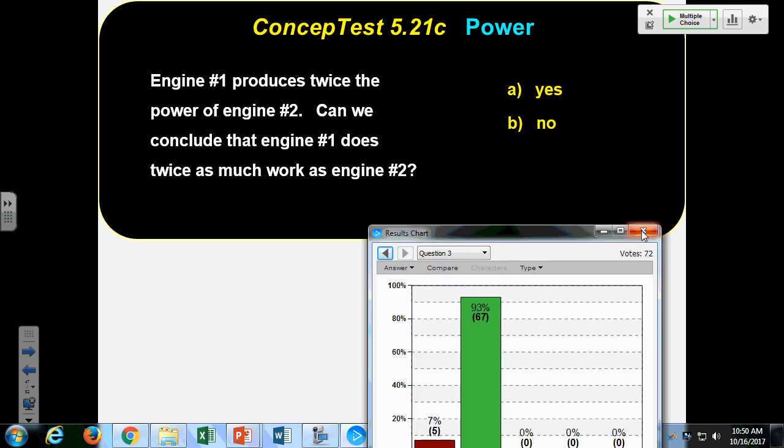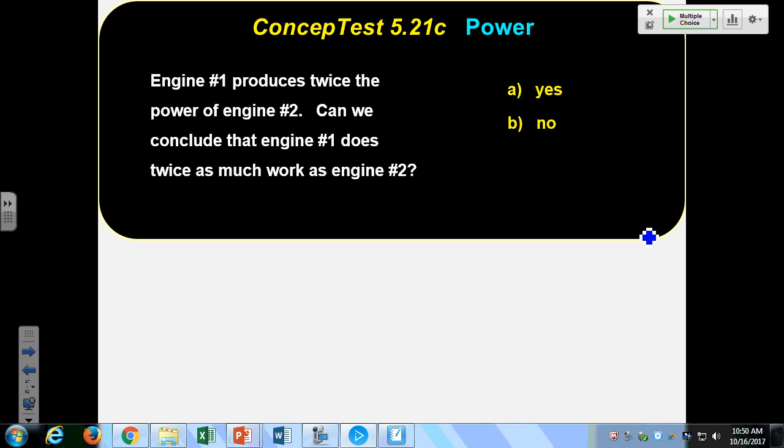Okay, good. B is right. Just because it has twice the power doesn't mean that it does twice as much work. It depends how long it goes, right?